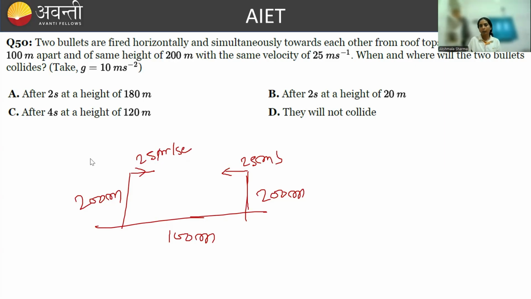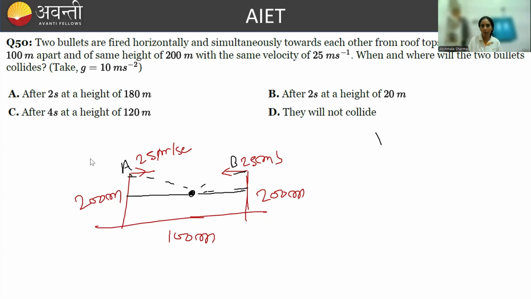If I solve it using the relative concept, it will be much easier. Suppose they are colliding somewhere here. How much distance has one covered? This much. Another has covered this much. So in the X direction, the total distance covered by both will be 100 meters.